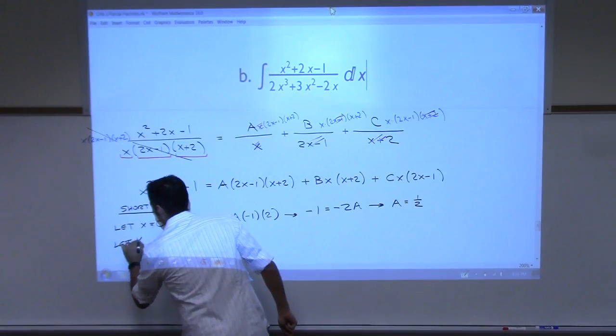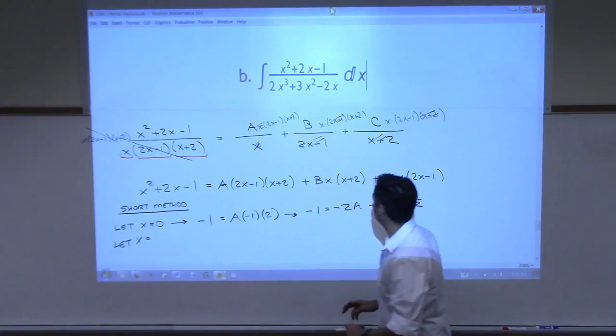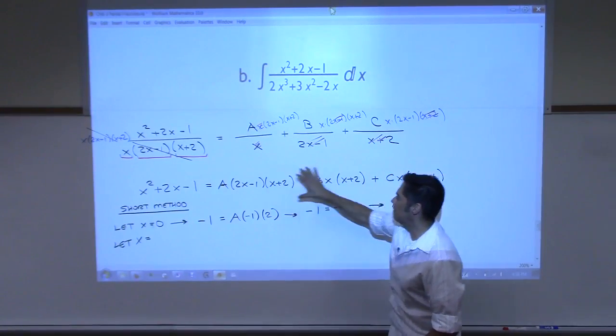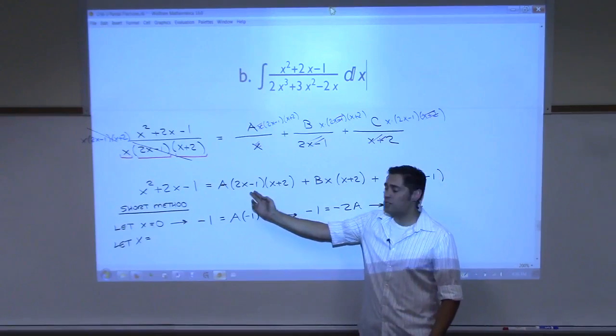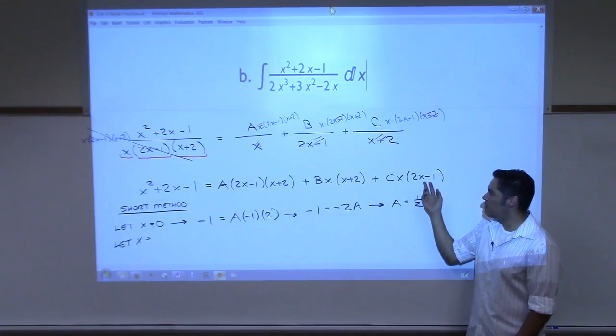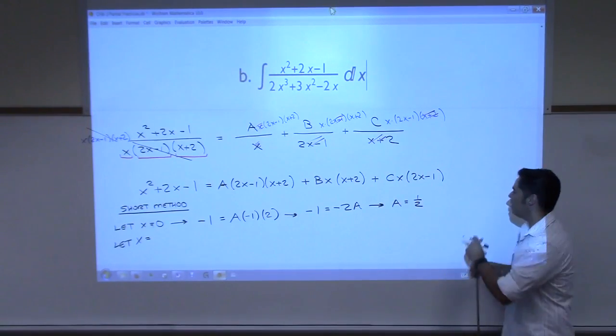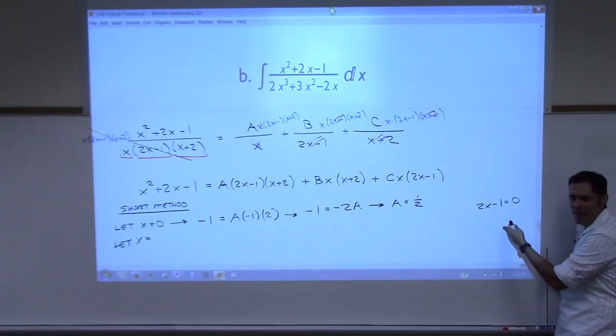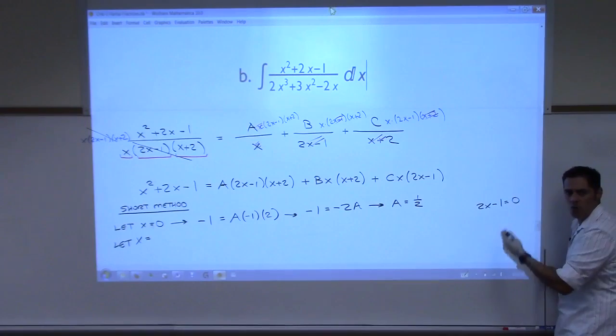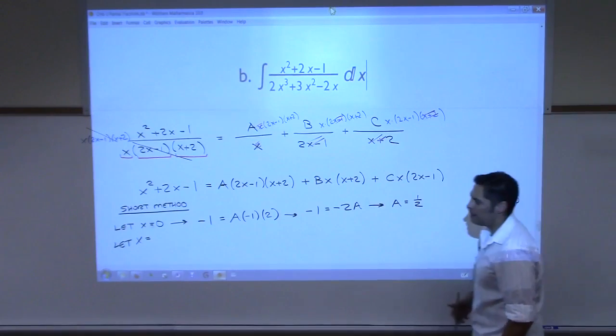So we want to kill off this one and this one, right? These two. So what you're going to look for is what factor do these two have in common? 2x minus 1. How can you make 2x minus 1 equal 0? Yeah, just solve that little equation. X is a half. If x is a half, that'll go away, right? So let x be a half.